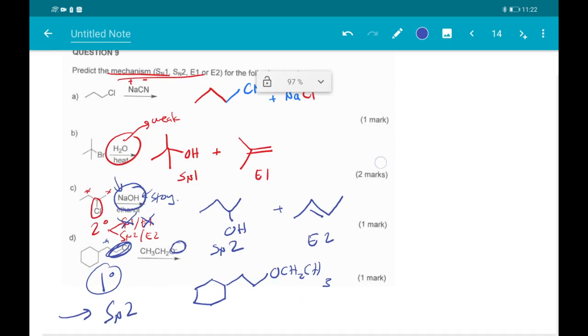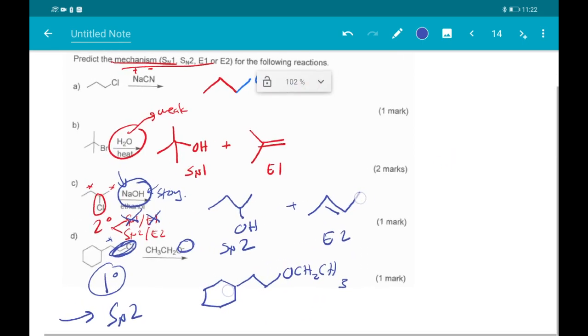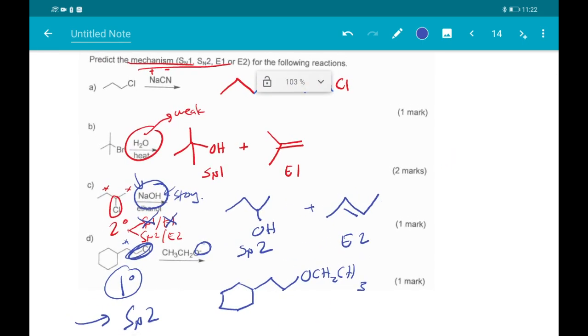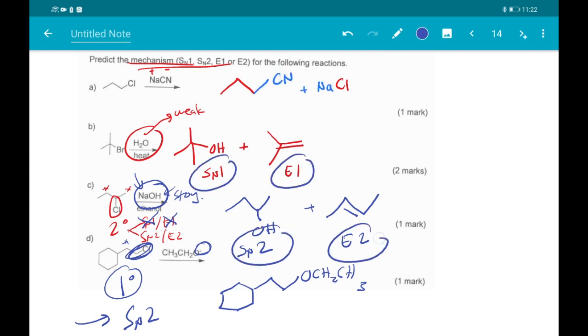For this question, it's not important for you to draw the end product. However, you need to state clearly which mechanism occurs for this reaction. So we have for A is SN2, for B SN1 and E1, for C is SN2 and E2, and finally for D is SN2.